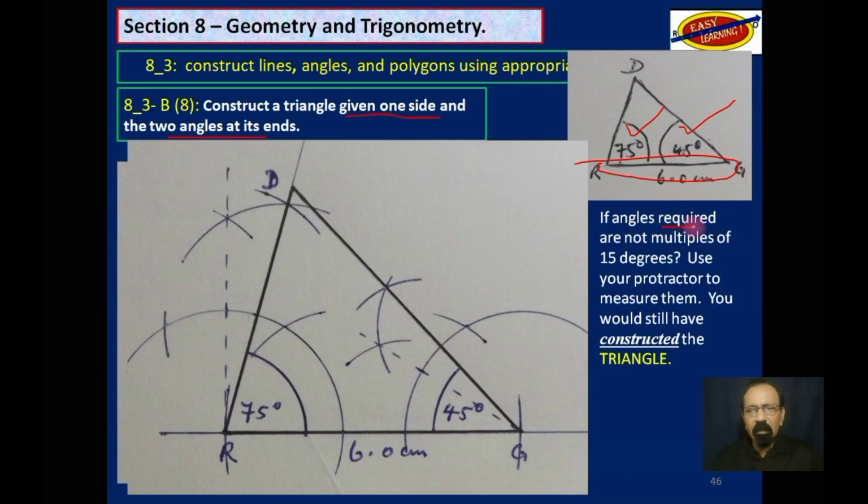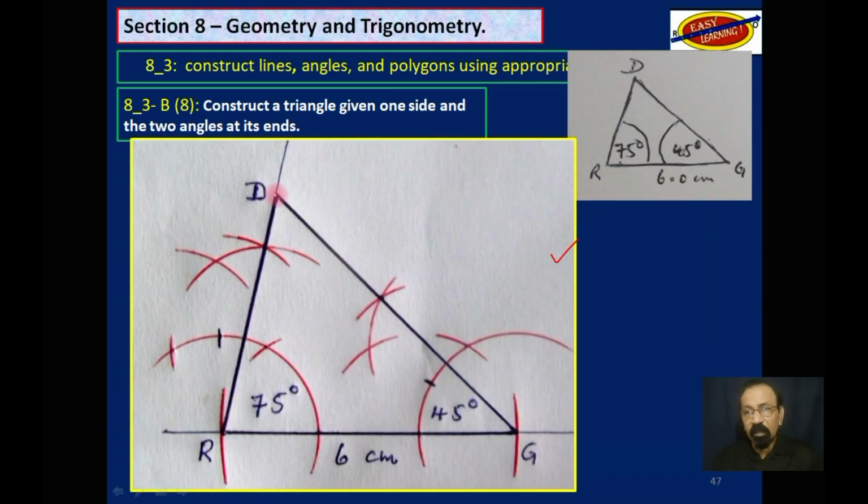Now, if angles required are not multiples of 15 degrees, remember you can construct any angle that is a multiple of 15 degrees. That's what we did in the last video. Now, what about if this angle here had been 40 degrees? Then use your protractor to measure that 40 degrees. You would still have constructed the triangle even though you measured that one angle. Everything else was constructed. Your finished product should look like this. DRG, 6 centimeters down here, 45 degrees there, 75 degrees there, and the construction line should be shown in pencil.